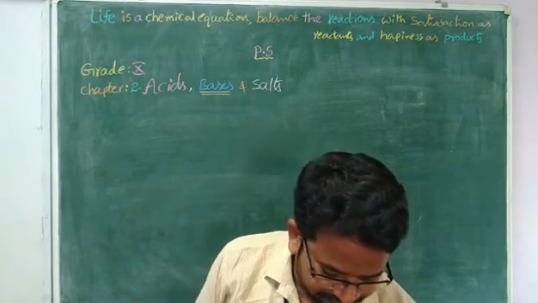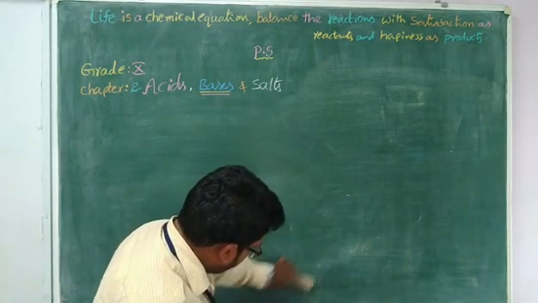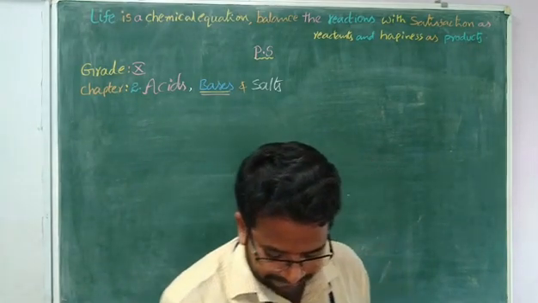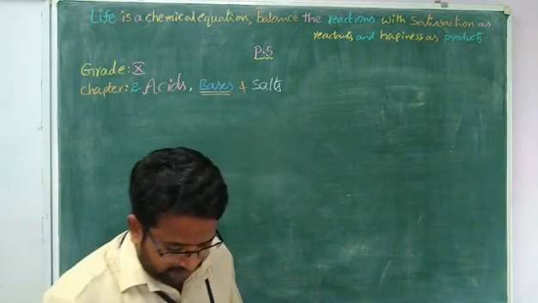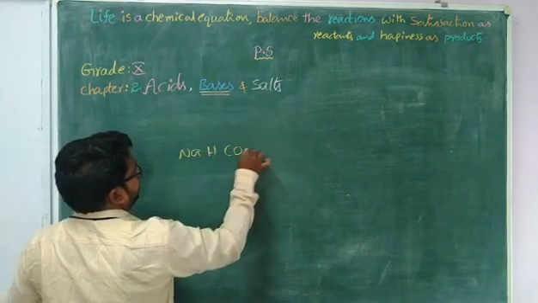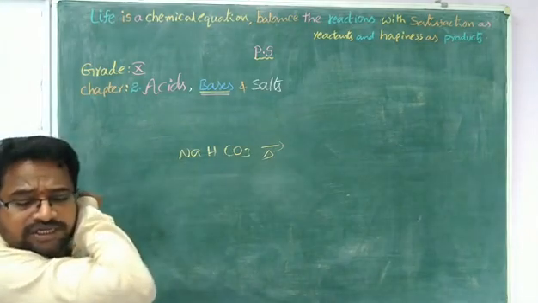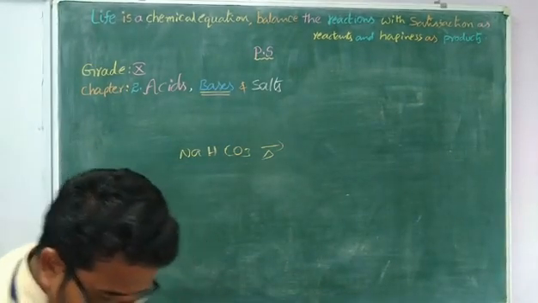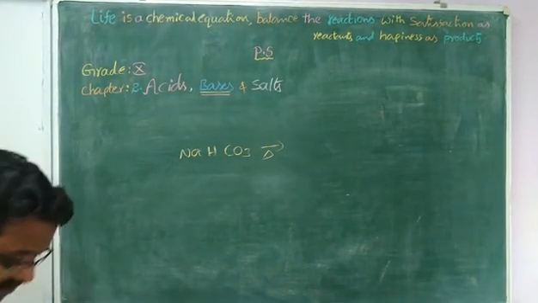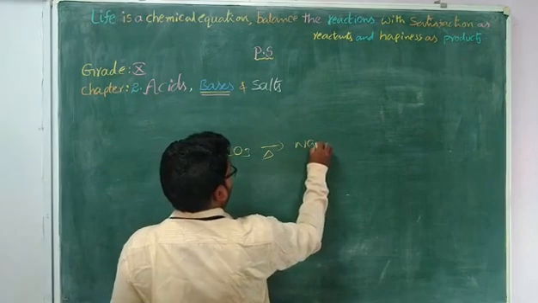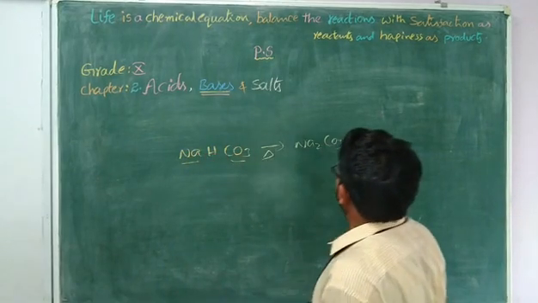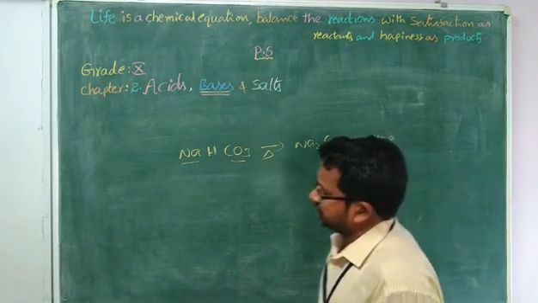So what is the other name of sodium carbonate? Washing soda. I already told you how you can get sodium carbonate. Sodium carbonate can be obtained from sodium bicarbonate. When you heat sodium bicarbonate, NaHCO3, at a particular temperature, then you will get sodium carbonate. Besides this, of course, some water will also be formed.